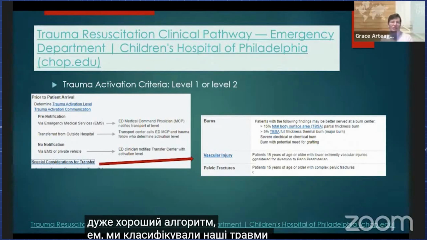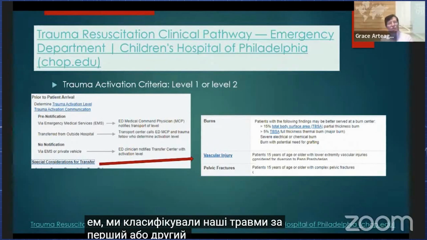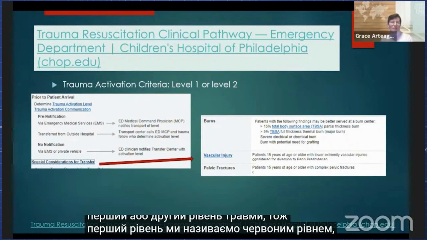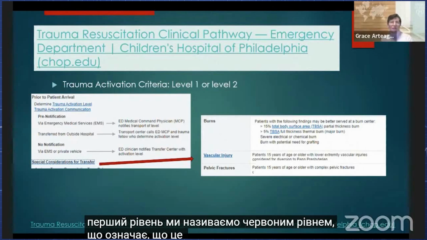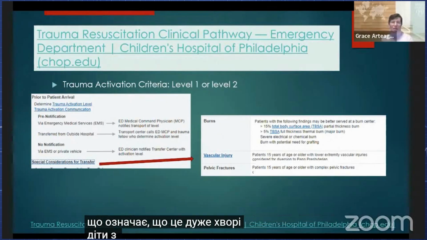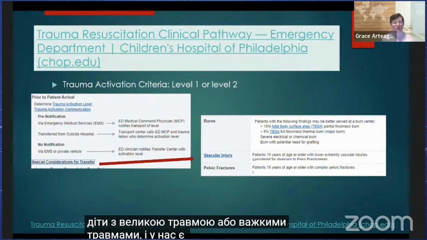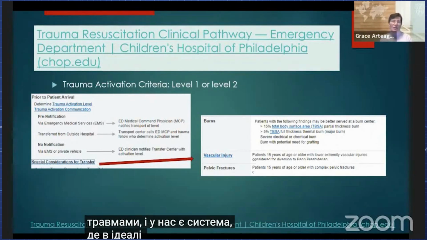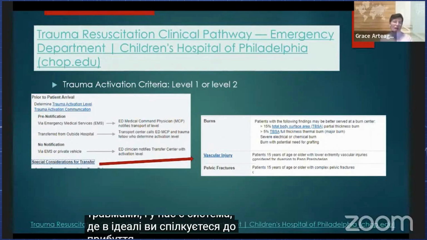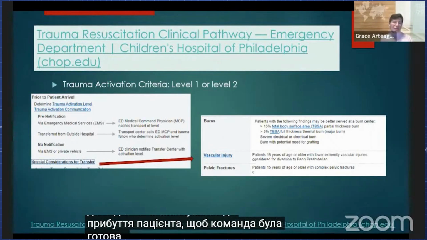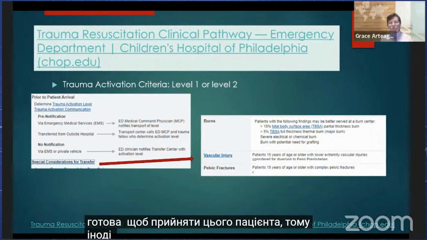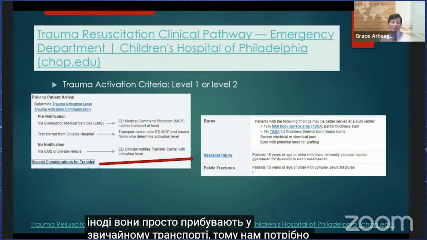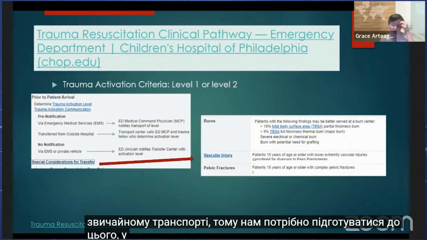We classify our traumas as trauma level 1 or level 2. The level 1, we call the red level. That means these are very sick children with extensive or severe trauma injuries. And we have a system where ideally you communicate before the patient arrives so that the team is ready to receive this patient. Or sometimes they just arrive in a normal vehicle, so we need to prepare for that.